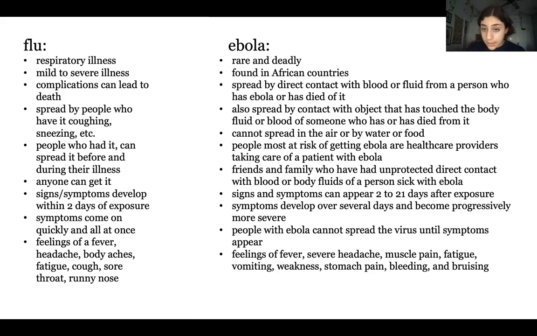People most at risk of getting Ebola are healthcare providers who take care of patients with Ebola. So it's not very normal if someone here were to get it if they didn't help anyone with Ebola. Also friends and family who have had unprotected direct contact with blood or body fluids of a person sick with Ebola. Signs and symptoms can appear 2 to 21 days after exposure, so they don't come on right away.